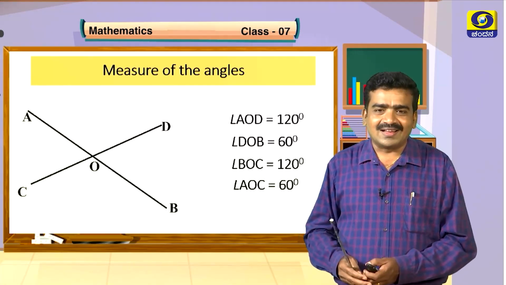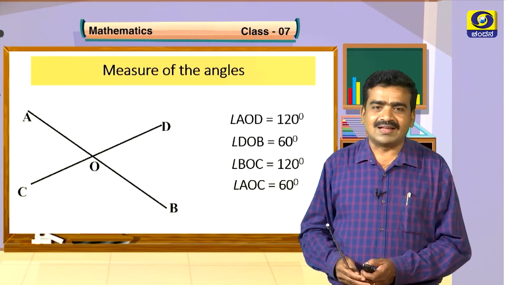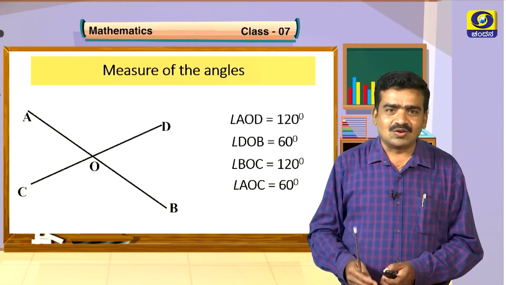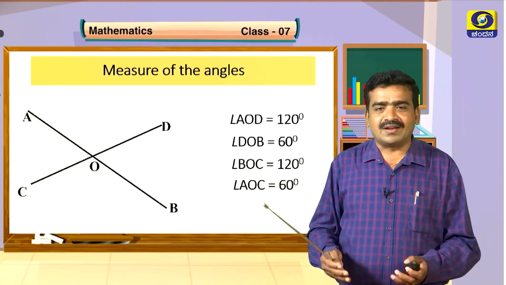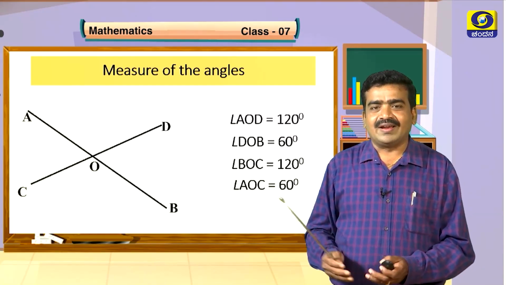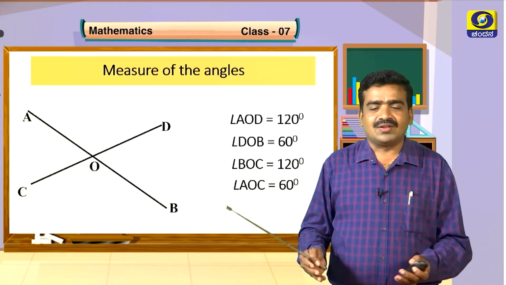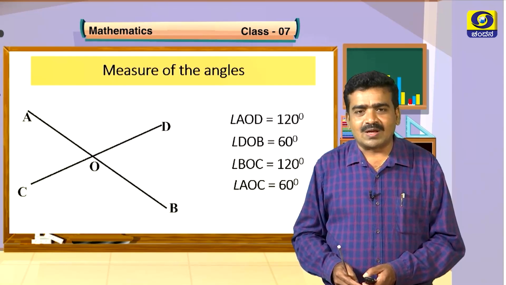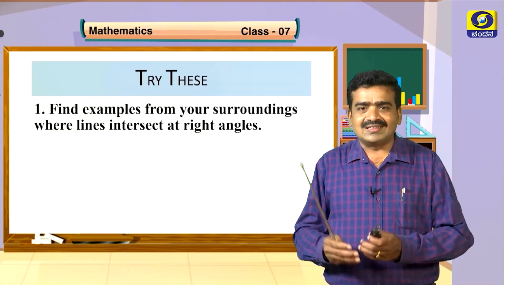Are you writing all these things in your classwork? Yes, my dear, please take down all these things and write in your notes. You can try by drawing intersecting lines, and with the help of a protractor, you can measure the angles formed by the intersecting lines. Try this, my dear student.